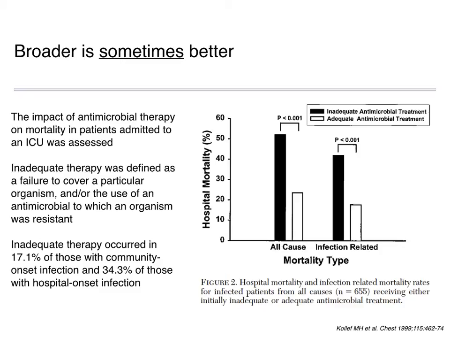Then comparing that to adequate therapy, as far as mortality rates, in the black bars you have inadequate therapy, and in the white bars you have adequate therapy, where you provided coverage of what was infecting the person. What this shows is that if you don't cover an organism, clearly your mortality is higher. If you fail to give appropriate antibiotics, you've caused increased mortality. So you're balancing this type of data with the idea of covering every single possible thing you can, which is sometimes a difficult thing to balance.